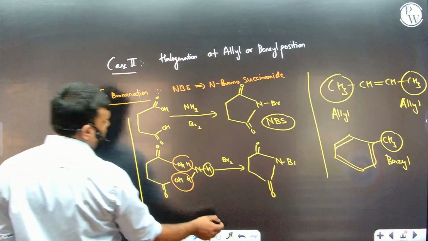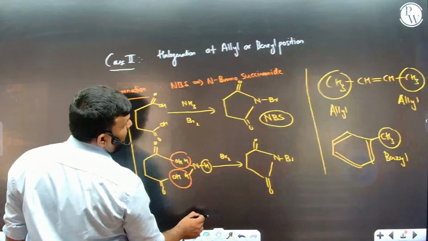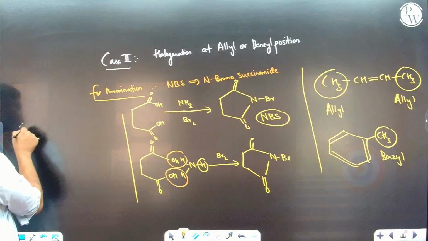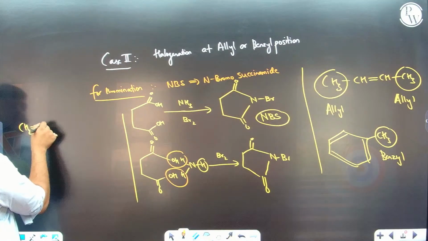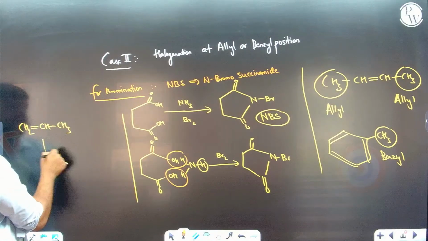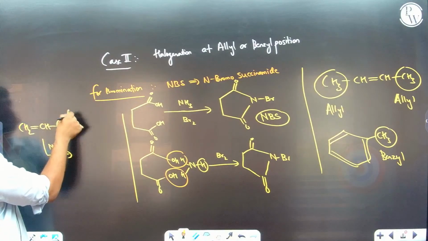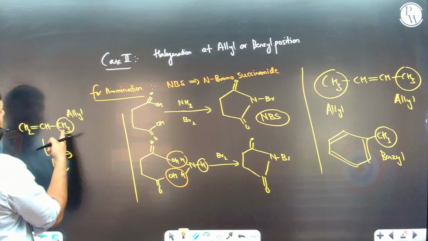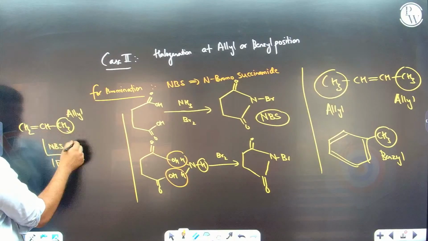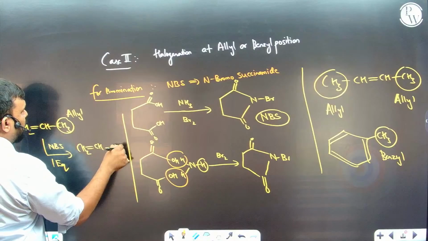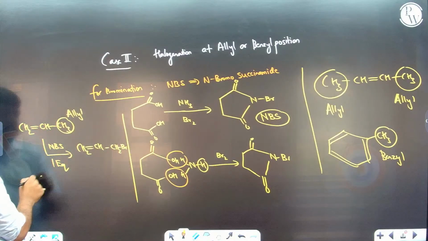Similarly, we can have NCS also, but let us first have the bromination. So just for example I am taking, this is the alkene given over here and we are reacting with NBS. What will happen? This is the allyl position. So if we are having one equivalent of NBS over here, one of the allyl position hydrogen will be substituted by the bromine. Similar in case of toluene also.